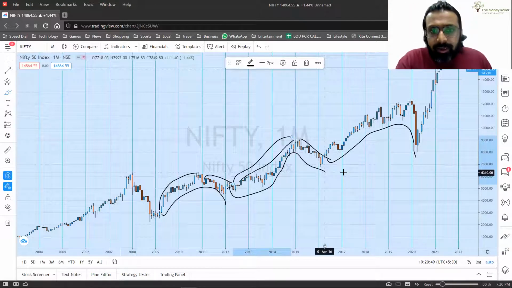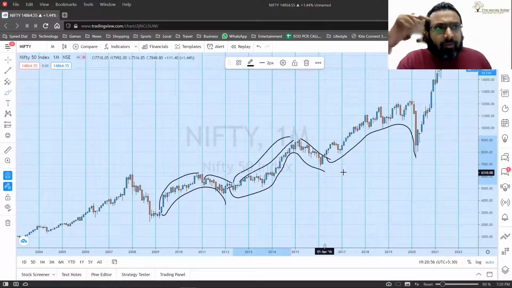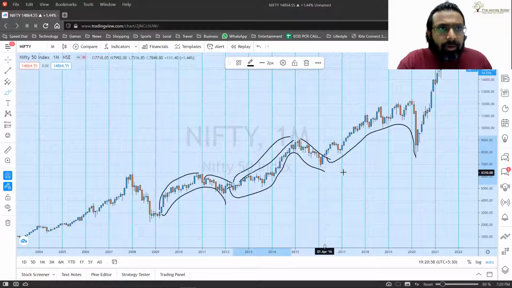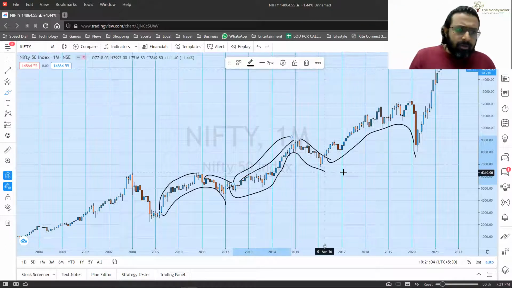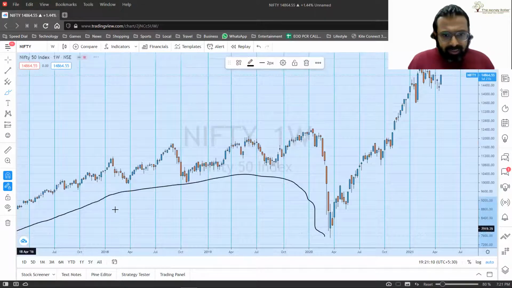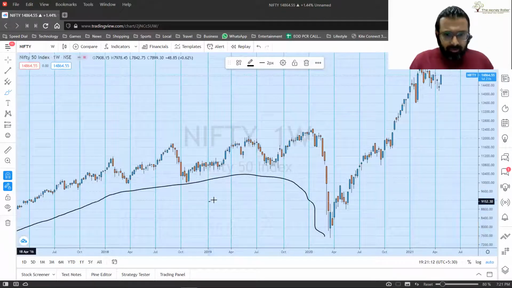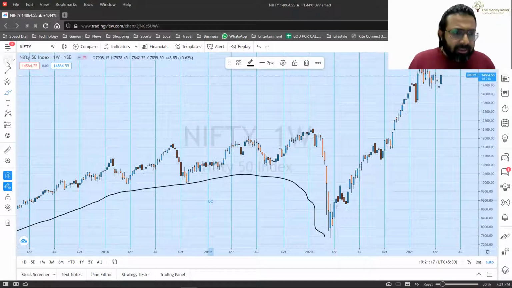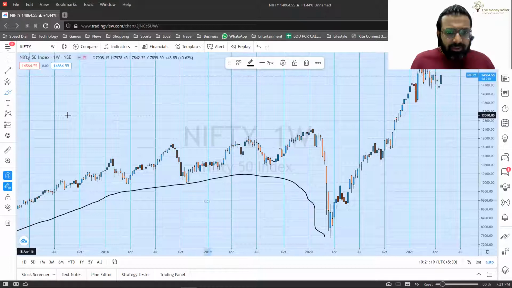Now, when you are trading or trying to analyze a stock or deciding upon an investment, you have to first ask yourself, what is the primary trend? So this is how you identify a primary trend. Now, this is the monthly chart. If I were to make this a weekly chart, where each candle represents a week, let me show you how this would change.